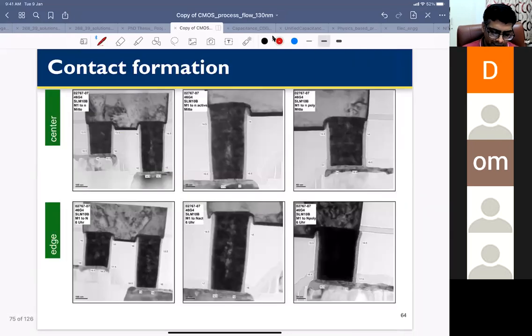So this is a TEM picture of some contacts. You could see this is the contact on source or drain. This is the contact on gate, because gate is at a height, right? And that's why you see that this contact is on gate, right? And this contact is on the source terminal.